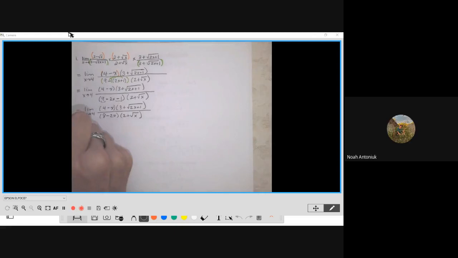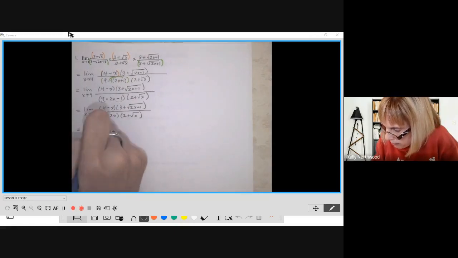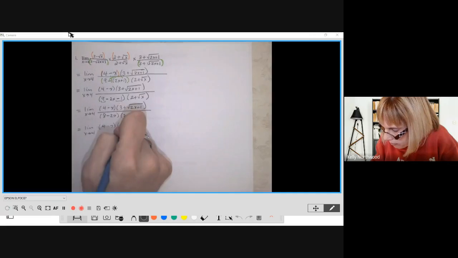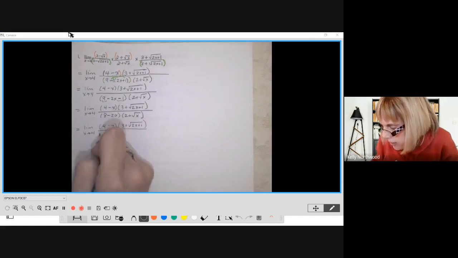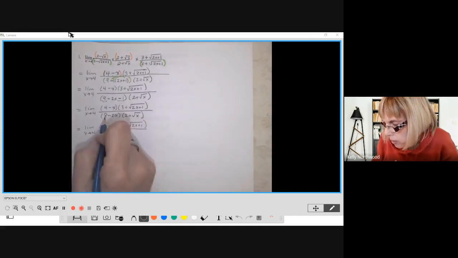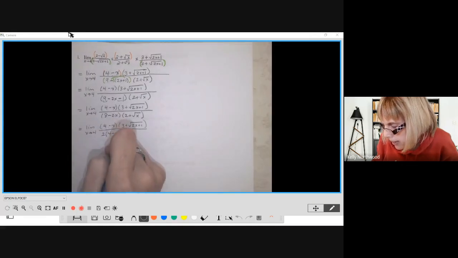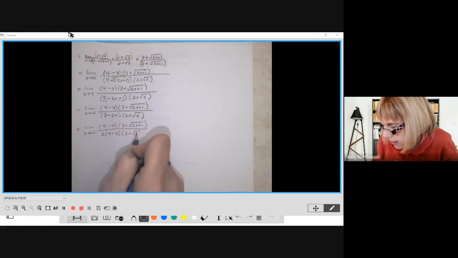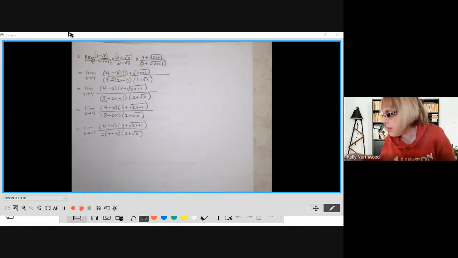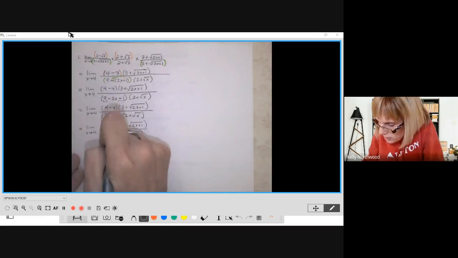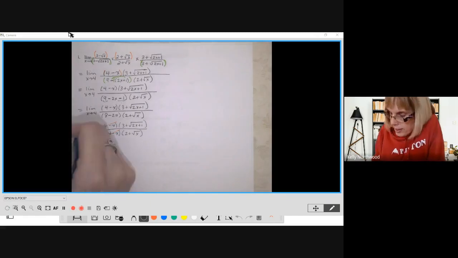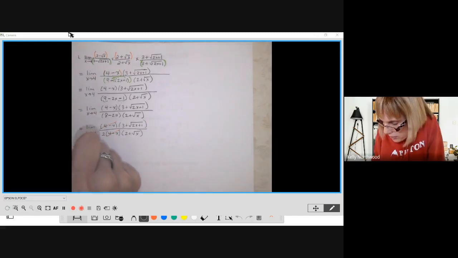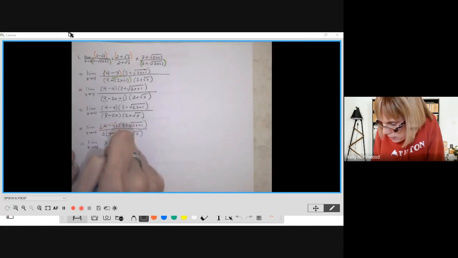Factor it. I can common factor in the bottom. So 8 minus 2x has a common factor of 2. So if I common factor 2 out of here, I would get 4 minus x. And now these 4 minus x's can divide out. So now it's going to be safe to let x approach 4.